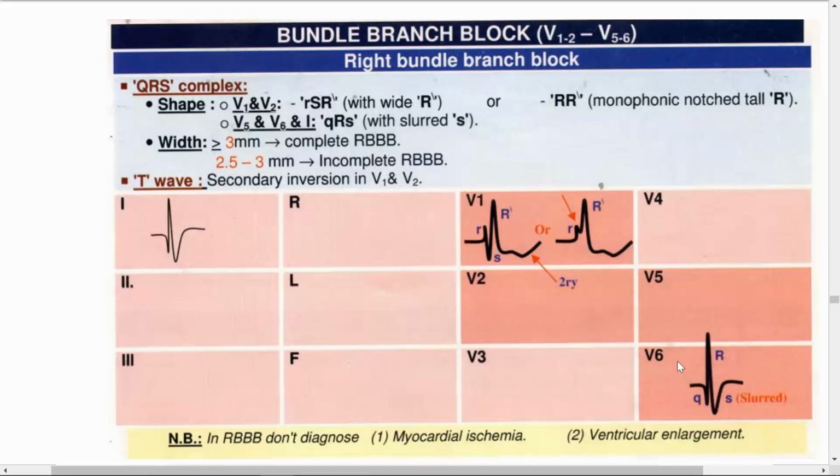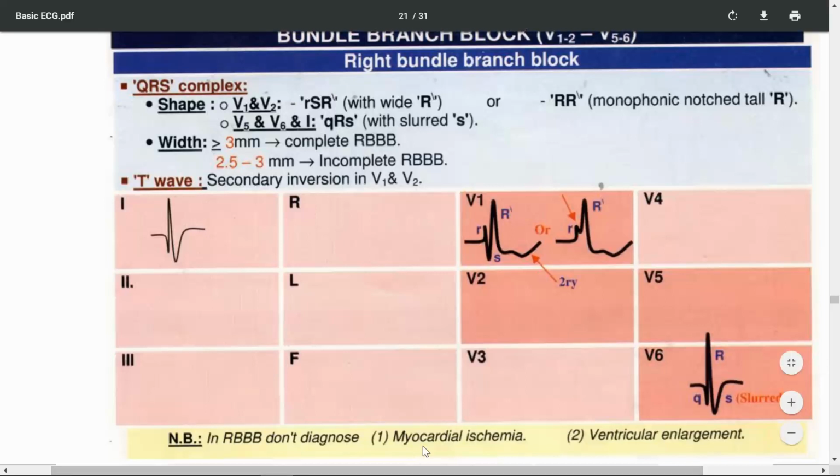What will you see in V5 and V6? In V6 you will see QRS with a slurred S. This slurred S is delayed in upslope.